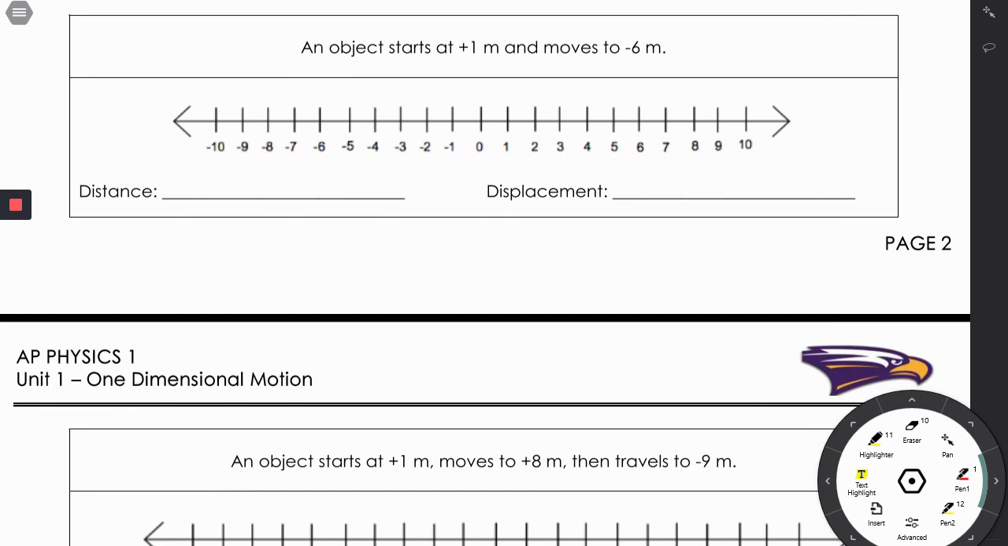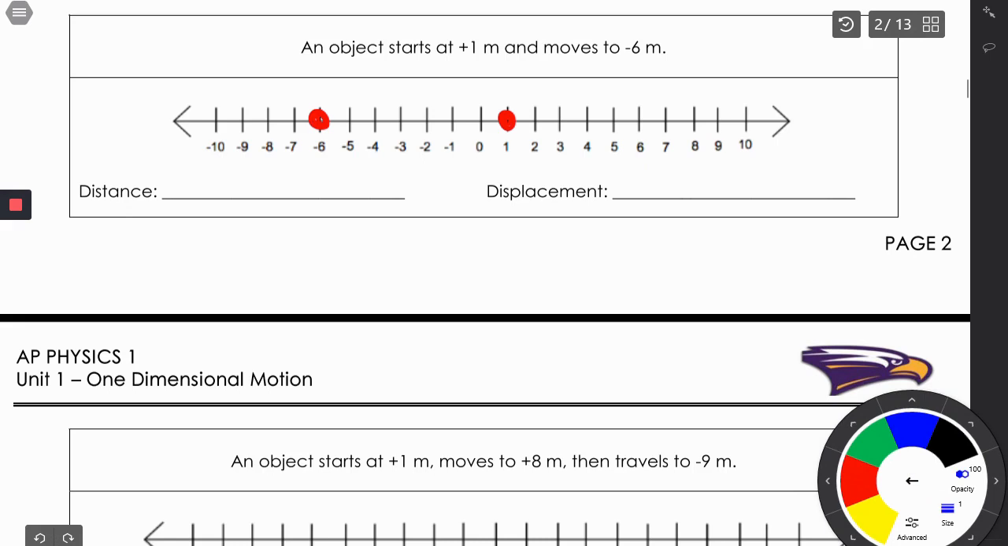All right. The first scenario says an object starts at positive 1 meter and moves to negative 6 meters. It's asking what is the distance and what is the displacement. If we go back to math class, we start at positive 1 and end up at negative 6. In math class you would have counted the humps. In physics, though, we don't count humps, we just put an arrow and figure out how big that arrow is. If I'm counting the humps, I go 1, 2, 3, 4, 5, 6, 7 humps, which means this arrow is 7 meters in length. So that is my distance, 7 meters.